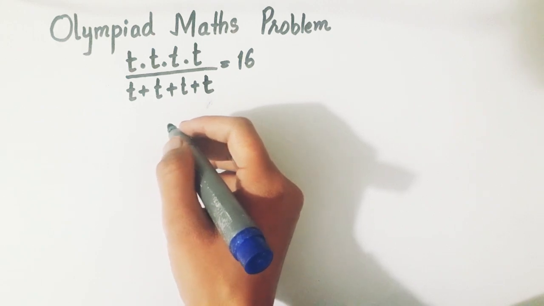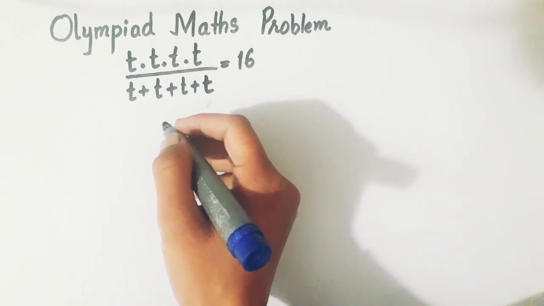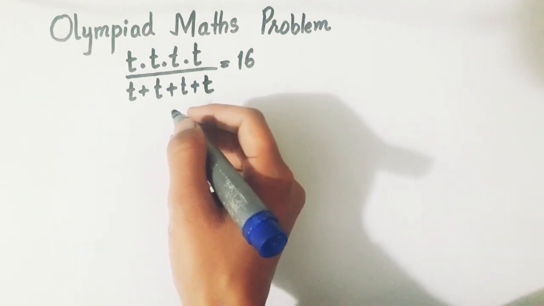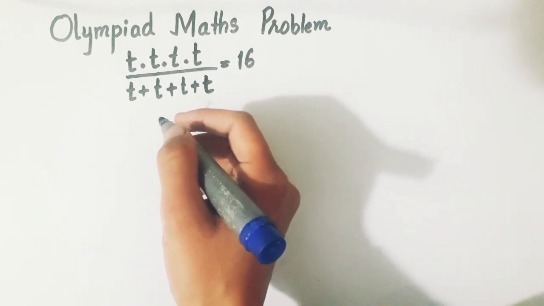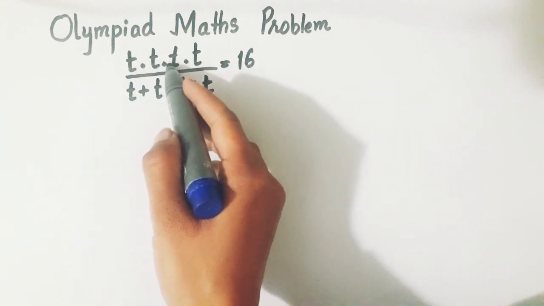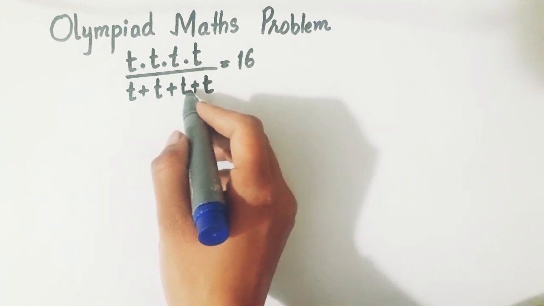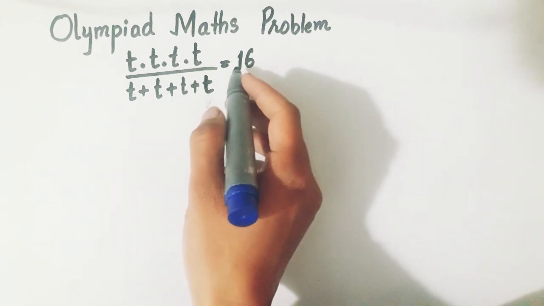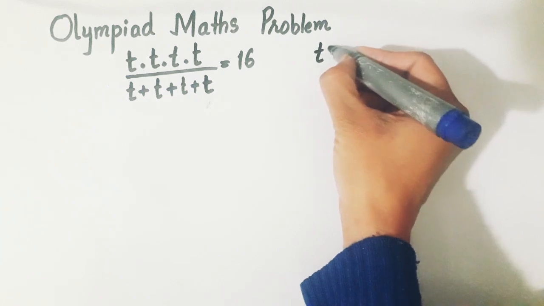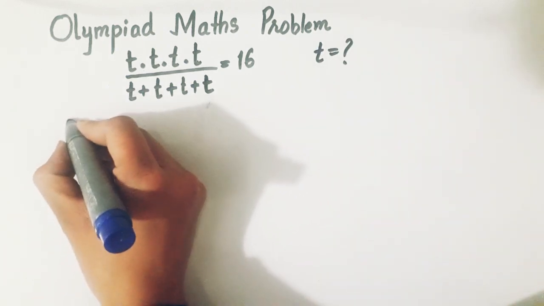In today's video we will solve a very interesting Olympiad math problem that looks tricky, but when we solve this it will become easy and simple. The problem is t into t into t into t into t divided by t plus t plus t plus t equals 16, and you have to find the value of t. So how will we solve this question?